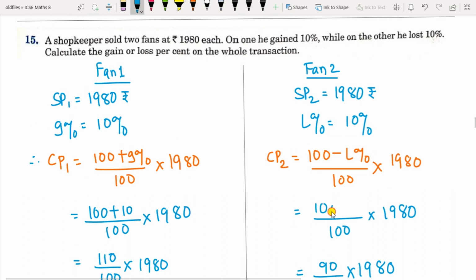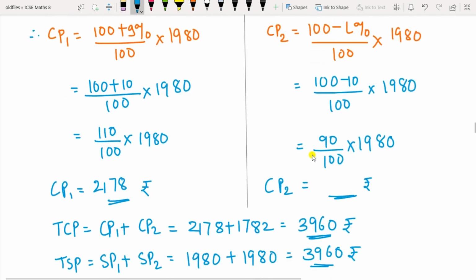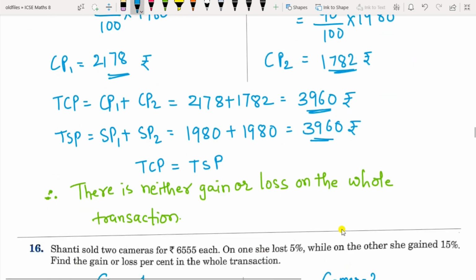And for the second fan, it is loss percent. So it is (100 minus 10) upon 100 into 1980. So this will be 90 upon 100 into 1980. The value comes out to be 1782 rupees, that is CP2. To find the total cost price, CP1 plus CP2, it is 3960, and the total selling price is SP1 plus SP2. For each fan it is 1980, so that is also 3960. Both values are the same here. So he will have neither gain nor loss in the whole transaction, as the total cost price is equal to the total selling price.